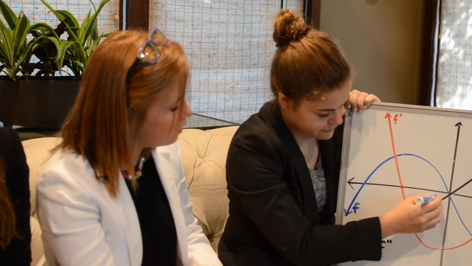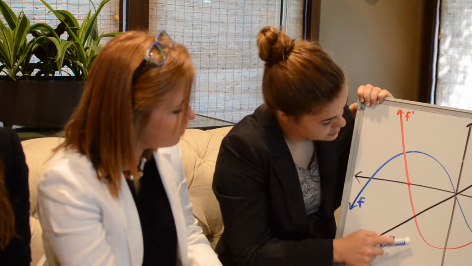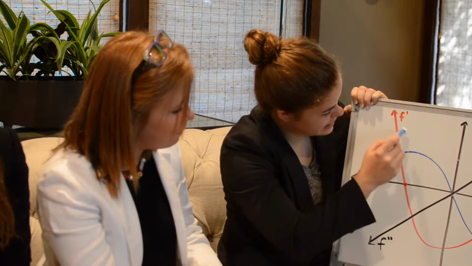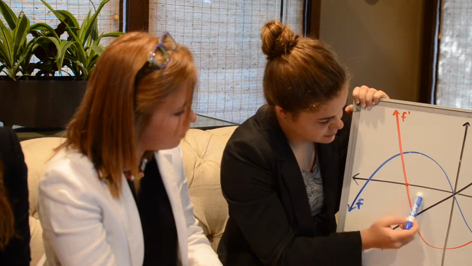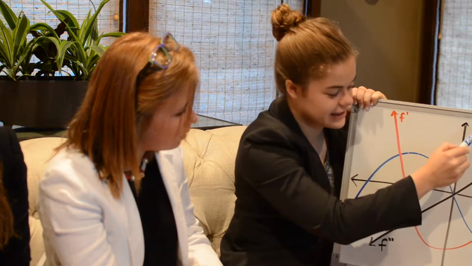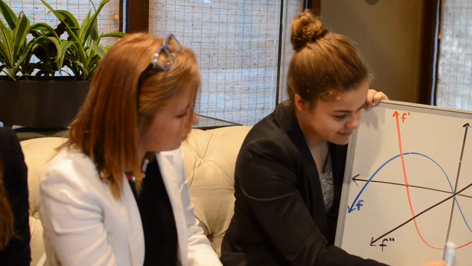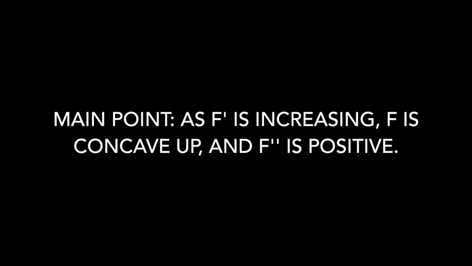And when F double prime is negative, below the x-axis, we can see that F prime is decreasing. And as F double prime goes above the x-axis, F prime is increasing.